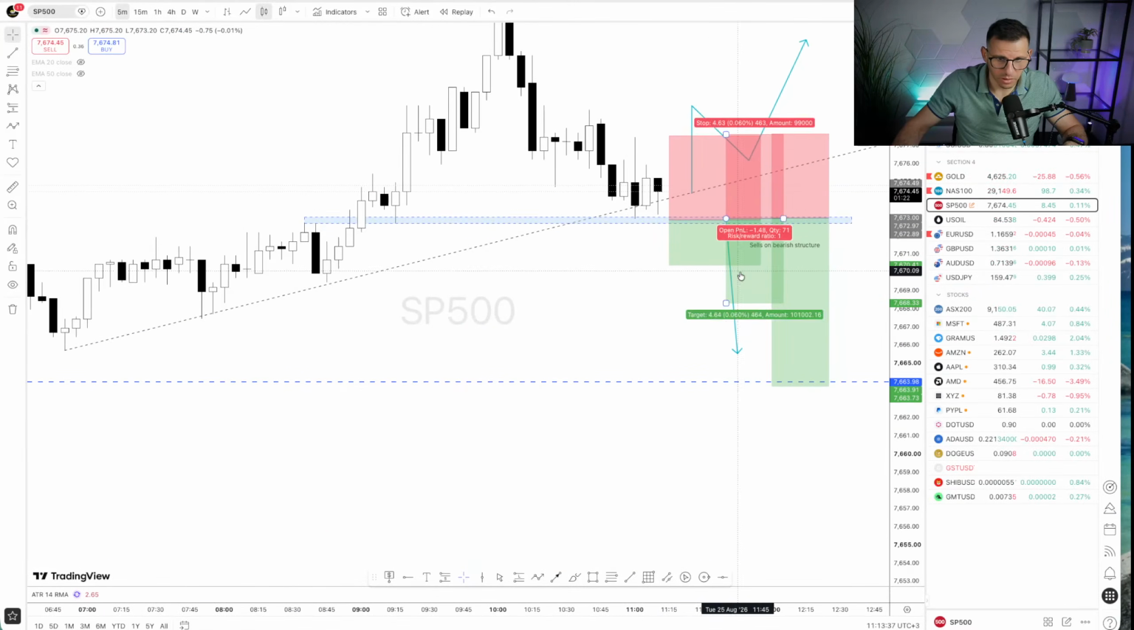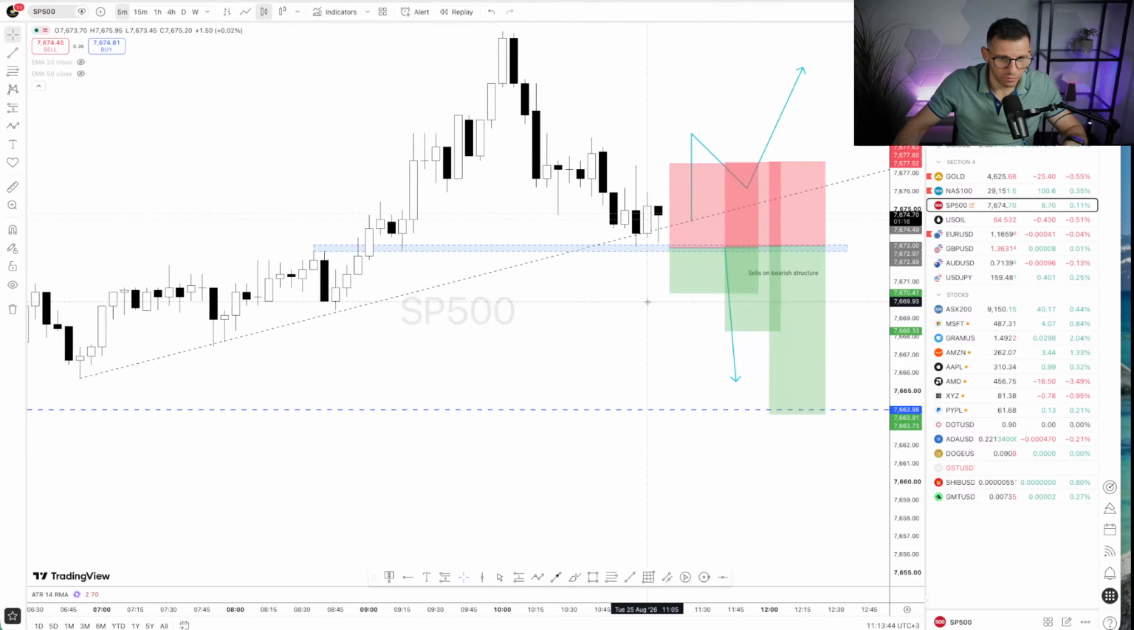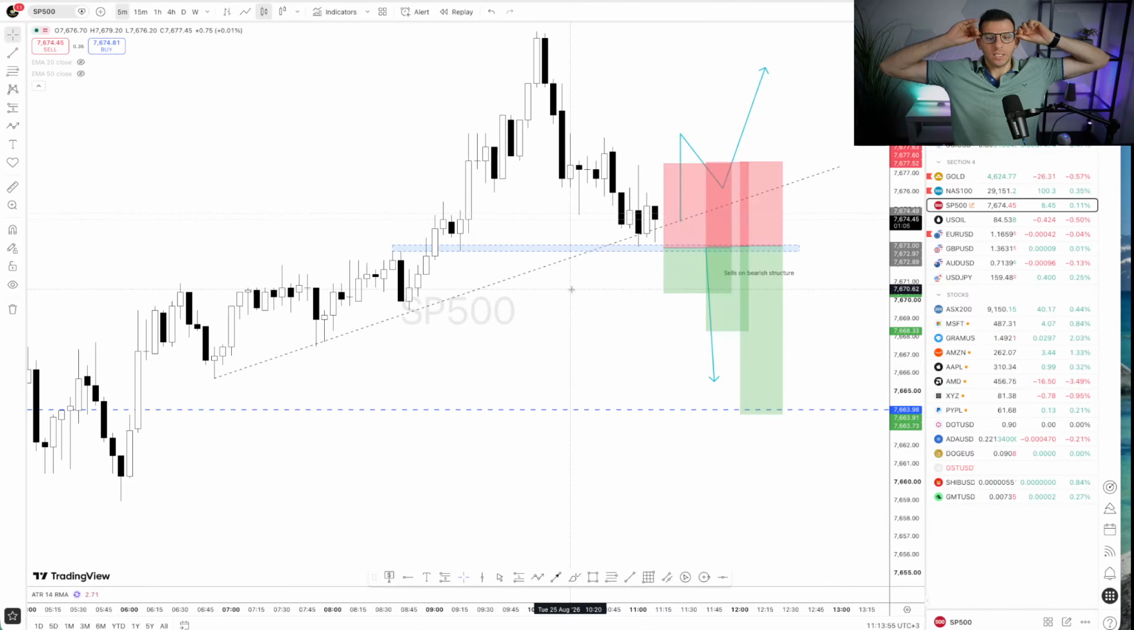So this is the first scenario. If we get a bearish structure, if not, then we're going to hit to the upside for this uptrend continuation. So I'm going to play this either way, because on either side, it's going to be a high quality trade, because it's S&P. This is S&P, baby.